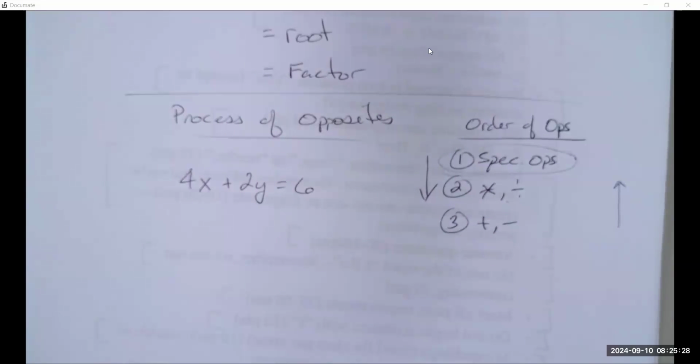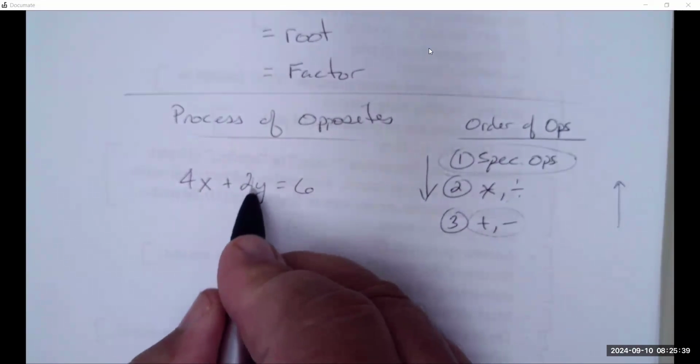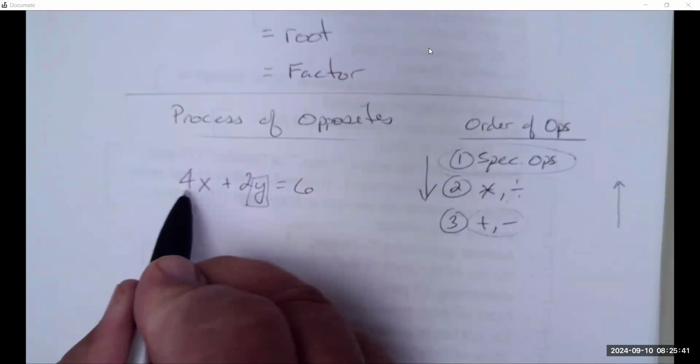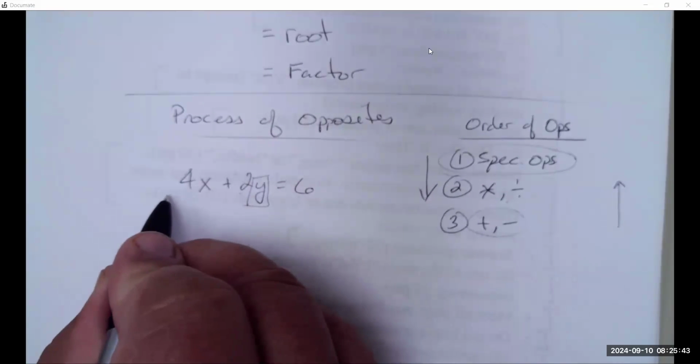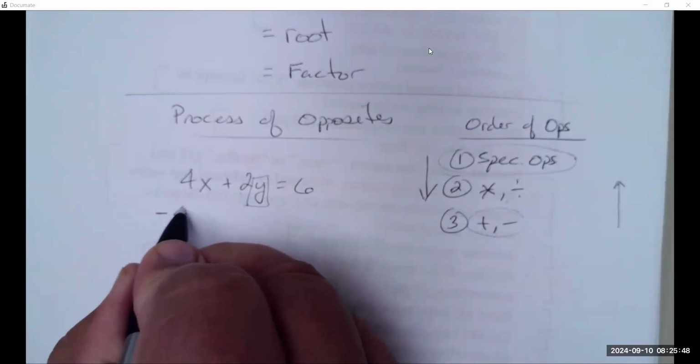Solve for y. So what's the first thing? We have to get rid of anything that's added or subtracted to the variable in question. 4x is added to it. So what's the opposite of 4x? Negative 4x.